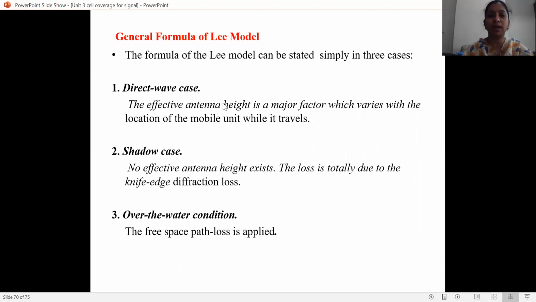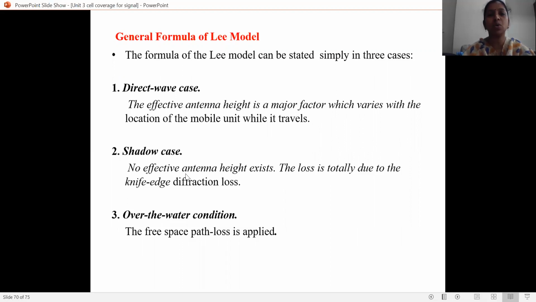In the direct wave case, the effective antenna height is a major factor which varies with the location of the mobile. Already I told that the effective antenna height is nothing but the height of the place where the mobile is located and the height of the mobile antenna. So it varies with the location of the mobile unit while it travels. In that case, this is the formula for the Lee model.